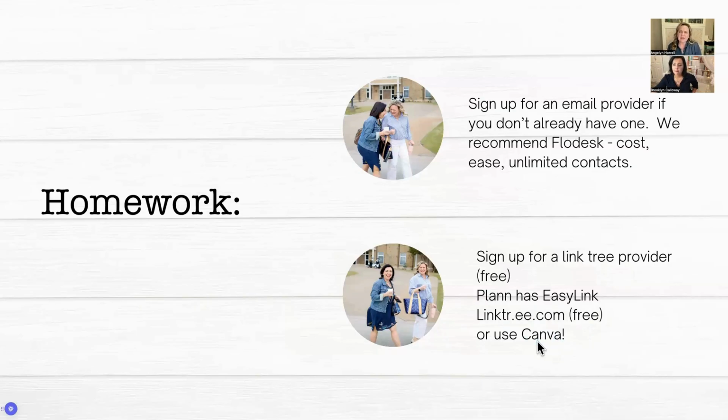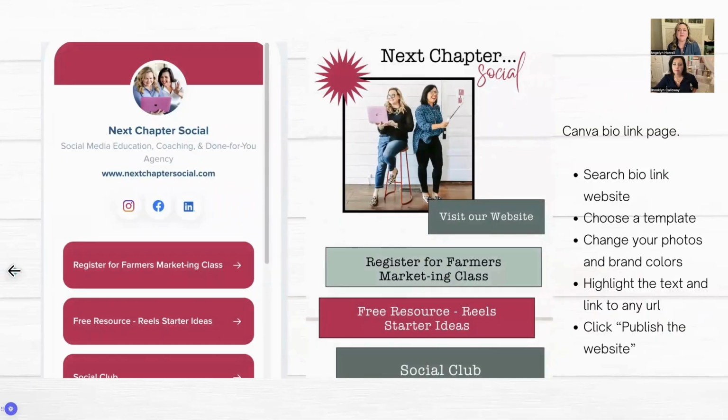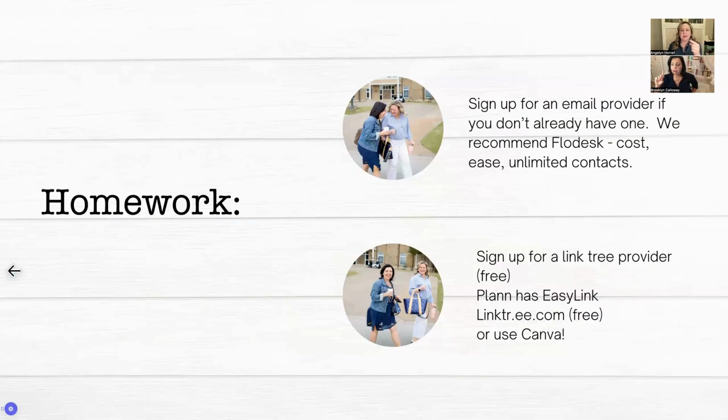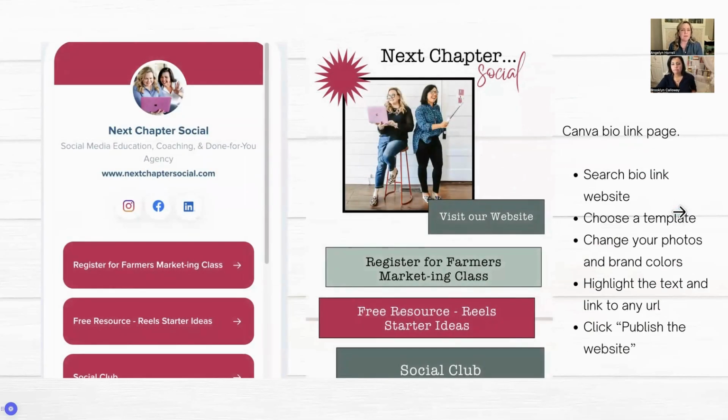Here's a couple of options. But I do want to say this: Plan and Canva are also linked in Tools of the Trade. So the one on the left here is the one that we had with Plan, so you can see kind of what that looks like. And then I created one on Canva and I've updated it because I liked this one a little bit better, but they're both great. So either one is fine.